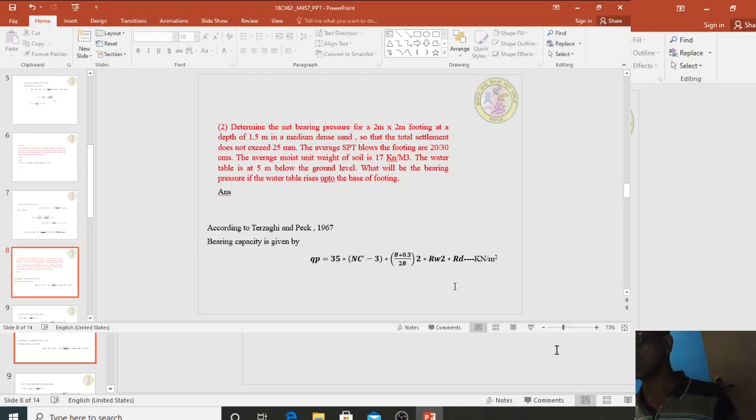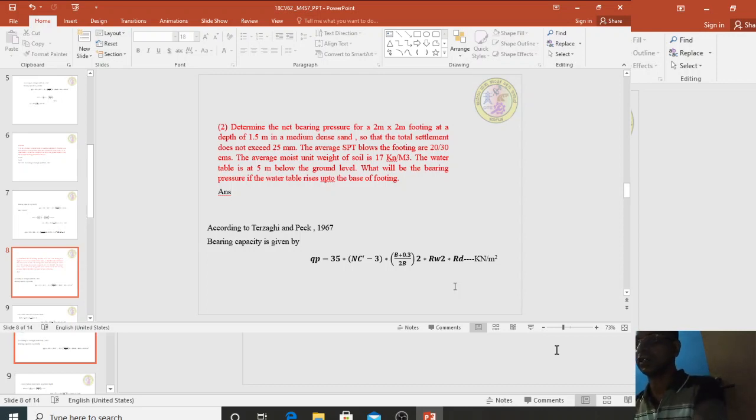The average SPT below the footing is 20 for 30 centimeters. The average moist unit weight of soil is 17 kilonewton per meter cube. The water table is at 5 meter below the ground level. What will be the bearing pressure if the water table rises up to the base of the footing?